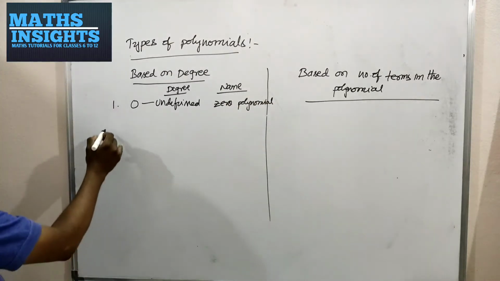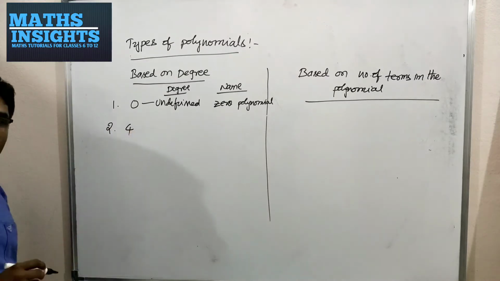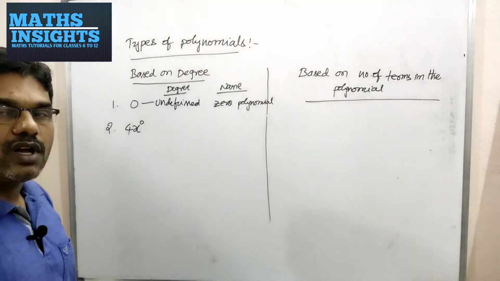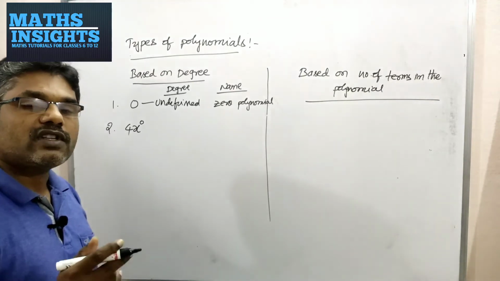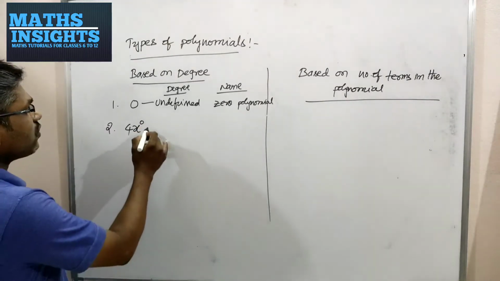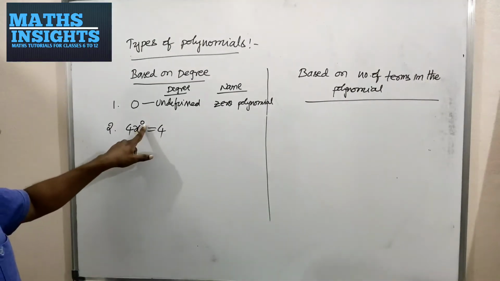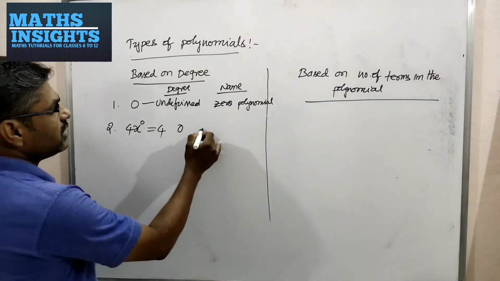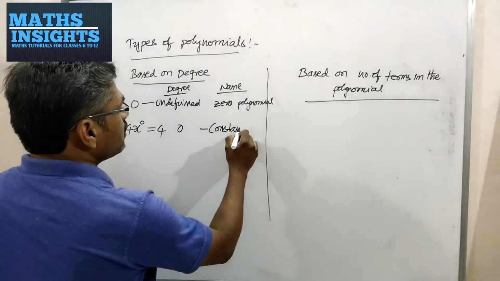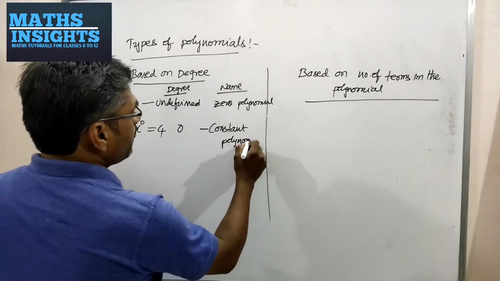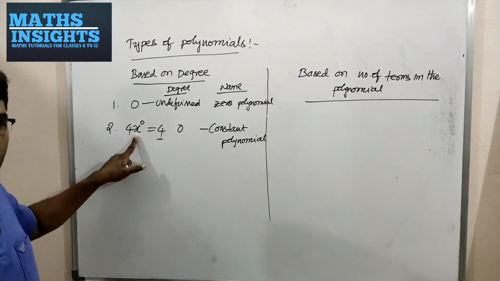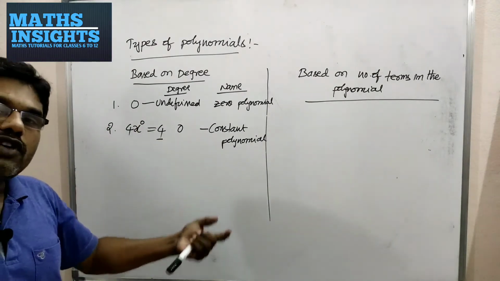And if you come to the second one, I am taking an example 4. 4 is a polynomial. Keep in your mind, you may write this as 4 into x power 0 or 4 into y power 0, whatever variable you like. Putting 0 as its power, it will become 4. Then its degree is 0. This is called a constant polynomial, because we have only a constant. For our convenience, we write 4 into x power 0 or 4 into y power 0.